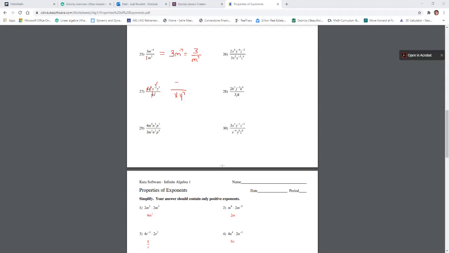So let's see what we have. We have a z to the power of 3 divided by xy squared, right? This is to the power of 2 here, so that's a 2. And last but not least, let's take a look at problem number 29 here. Notice I have 4/3, right? Well, there's nothing I can do to simplify 4/3, so it just stays in the problem. And let's see, I've got a 4 in the top and a 3 on the bottom.